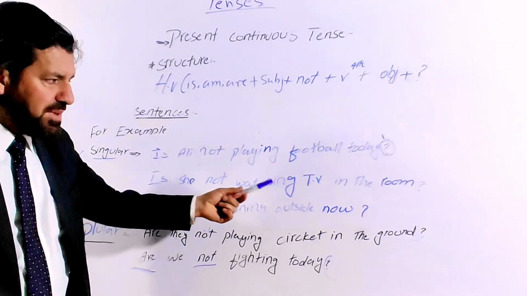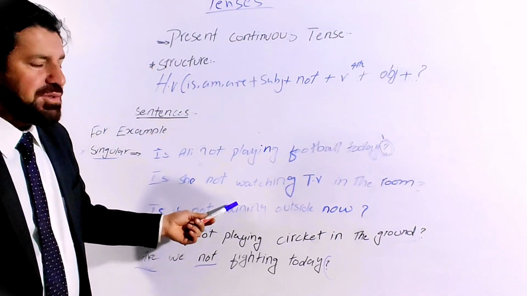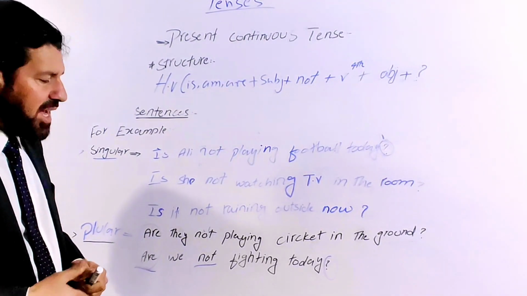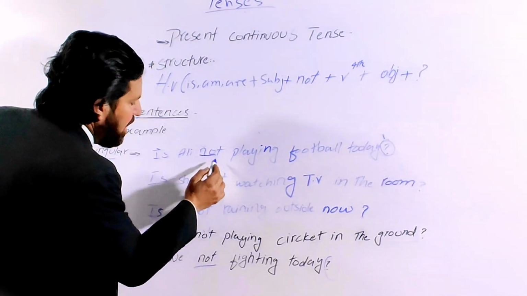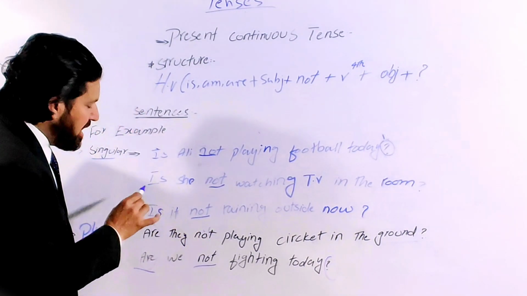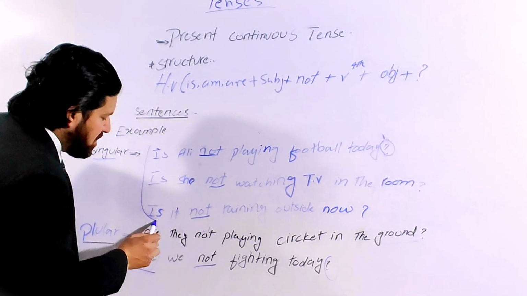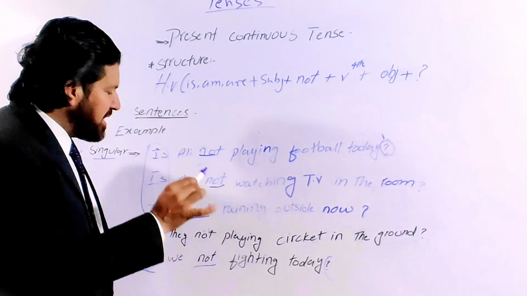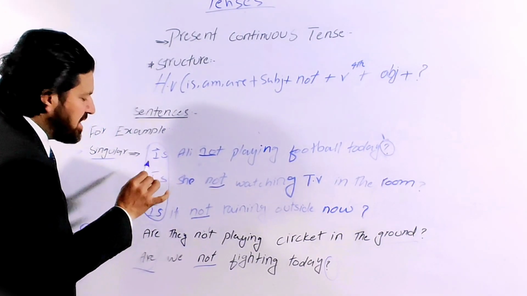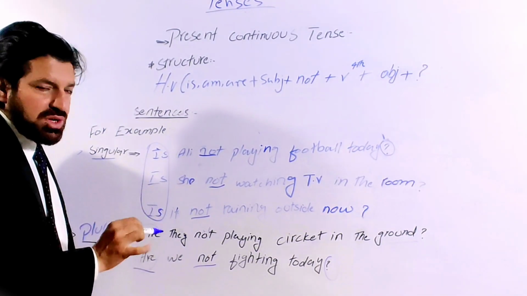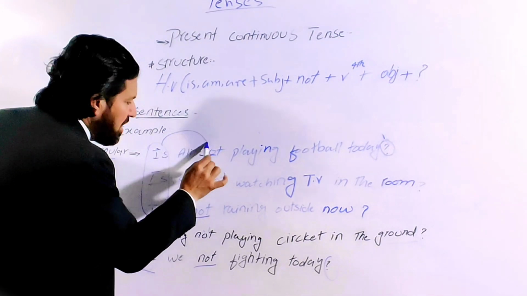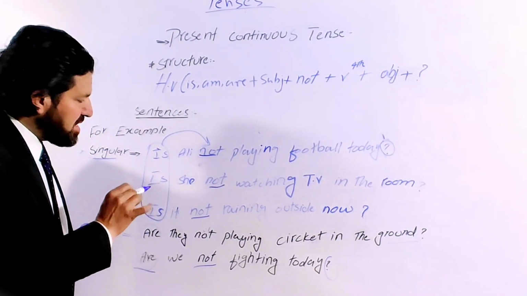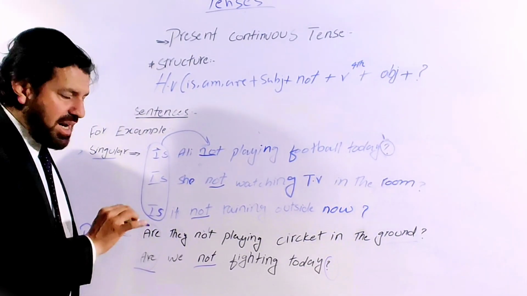Is she not watching TV in the room? Is it not raining outside now? So here what we have to do, we ask a question and we use not as well in all our sentences. You can say not, and here we use is at the start of the sentences. It shows that if you use a helping verb at the start of the sentence, it represents that this is a question sentence, this is an interrogative sentence. And if you use not as well in the sentence, it means this sentence refers to an interrogative plus negative sentence, right? Interrogative and negative sentences.